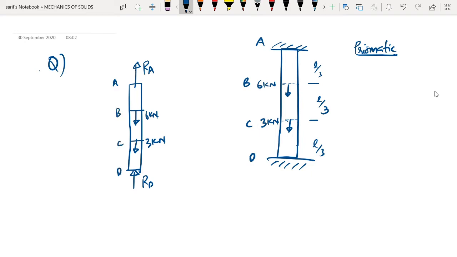Now if we try to write the equilibrium equation from the vertical equilibrium, sigma vertical force is equal to 0, we will get RA plus RD, the total upward forces, is equal to the total downward forces. So 3 plus 6, that is 9. So this is our equation number 1. Now we are having one equation and two unknowns. So the problem is not solvable.